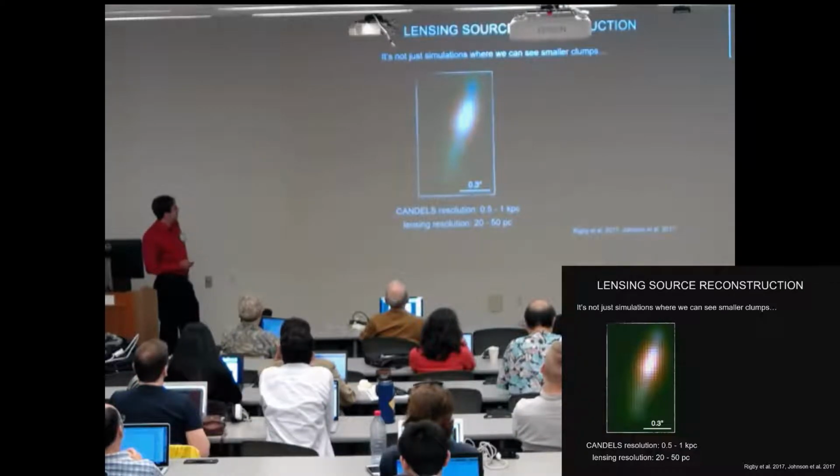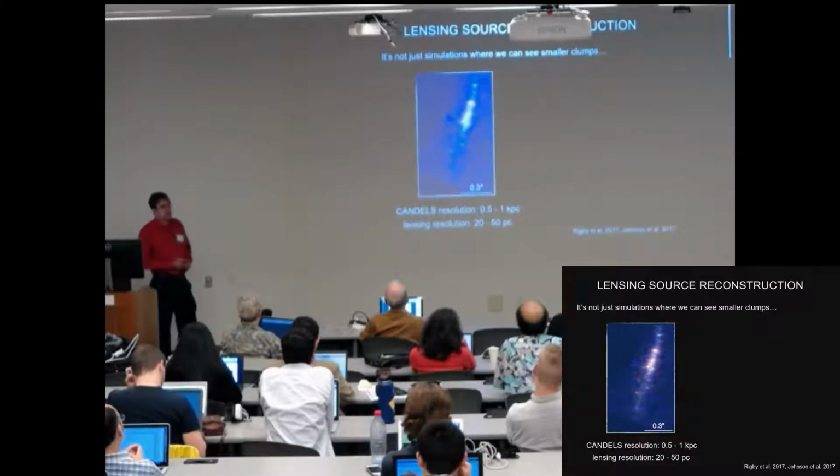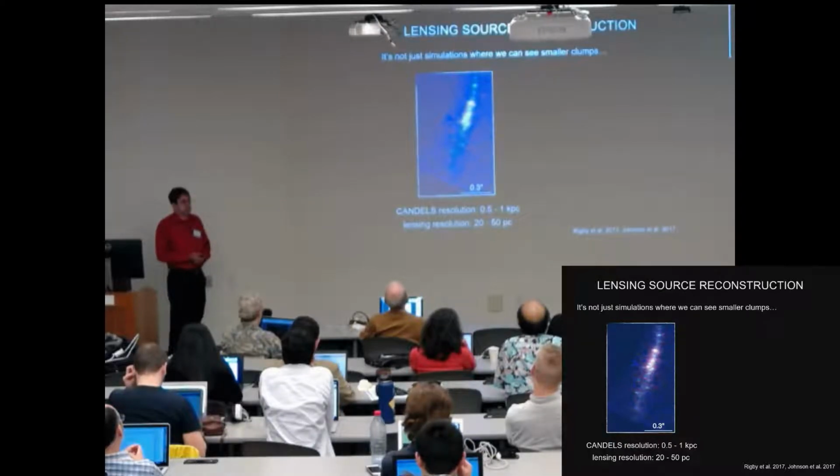And a very interesting twist on this happened fairly recently. Rigby et al., Johnson et al., and Livermore et al. have been looking at lensed galaxies. So here is their observation, which has been deliberately degraded with a wider beam, and you get a very clumpy image. I think the galaxy is around redshift 2. But with the lensing, you can see the galaxy at much higher effective resolution.